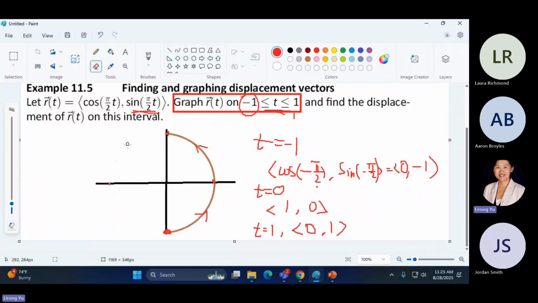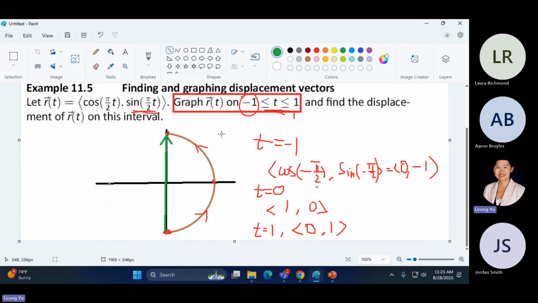And then the second part, that's the graph. That's the first half of the question. The second half is to find the displacement vector on this interval. So on this interval, we did start from t equal to -1 to t equal to positive 1. So what happened to the vector? This is the initial point. That is the terminal point to get that vector.